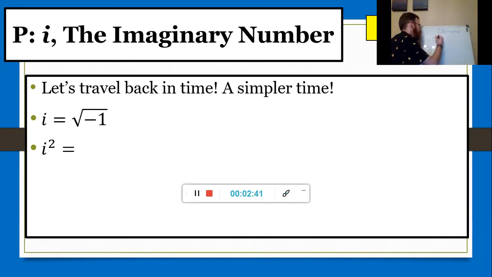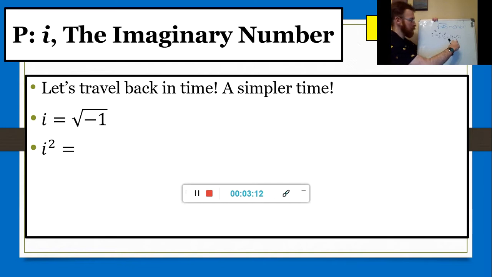i squared is the same thing as i times i, right? Well, when you multiply variables and numbers, you add exponents. What's 1 plus 1? 2. But we already know that i is the square root of -1. Well, that's the square root of -1 times the square root of -1.